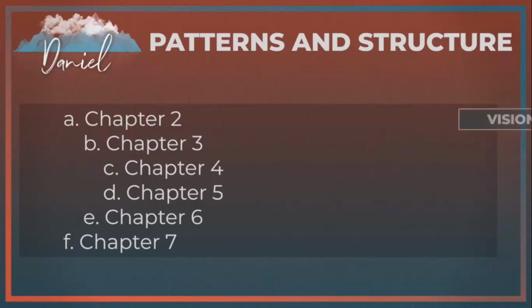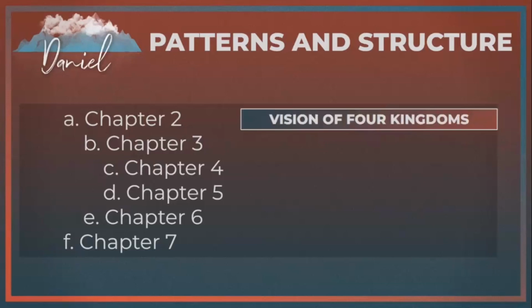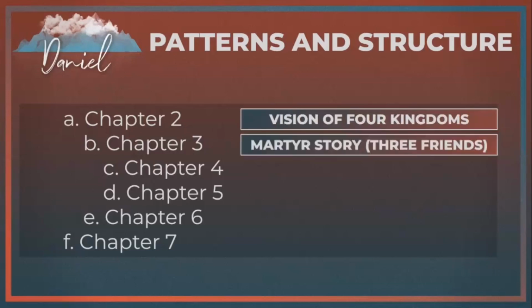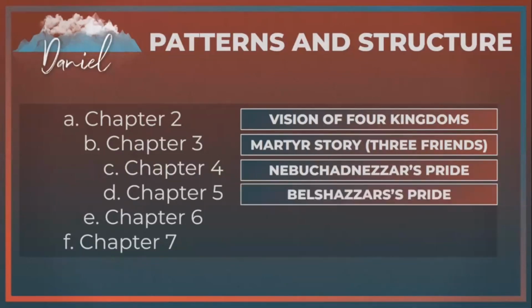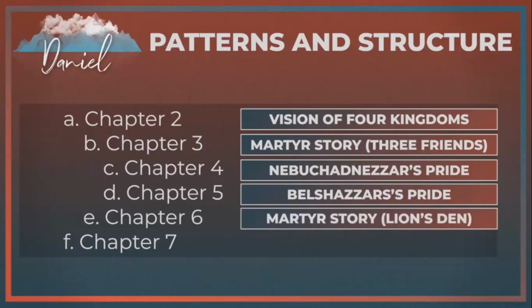And so that's why we're grouping these together, but we've said they also form a nice, tight picture, a mirror image of each other, starting off with that vision of 4 kingdoms in chapter 2. We moved into the martyr story with Shadrach, Meshach, and Abednego. And then we finished off that first half with the downfall of Nebuchadnezzar, but also him humbling himself with his pride. And then we saw the same thing in chapter 5 with Belshazzar, right? His son, for all intents and purposes, experiences that, but has a very different outcome. We saw another martyr story with Daniel in the lion's den.